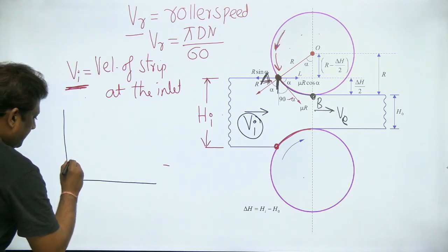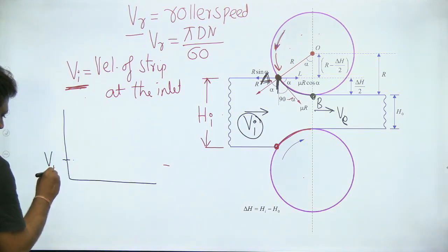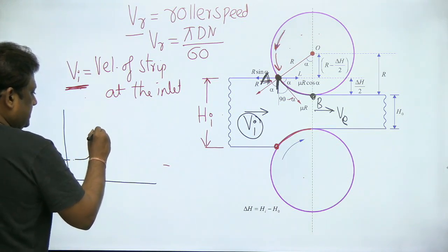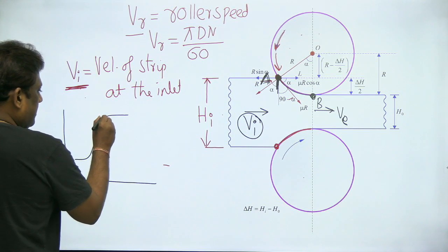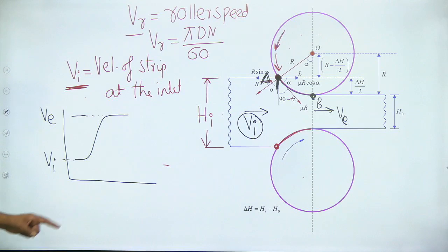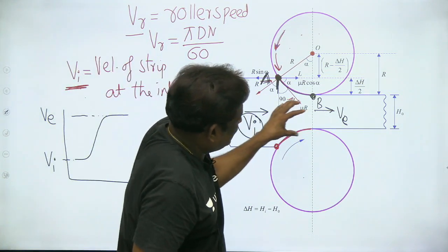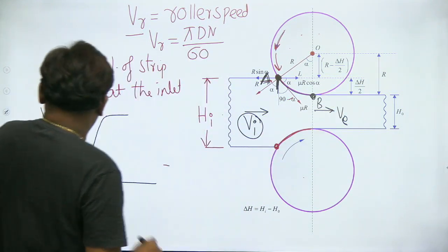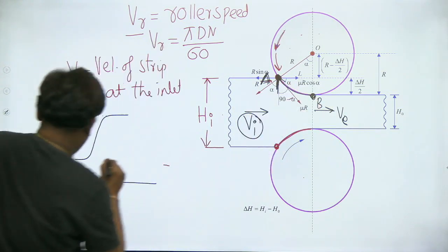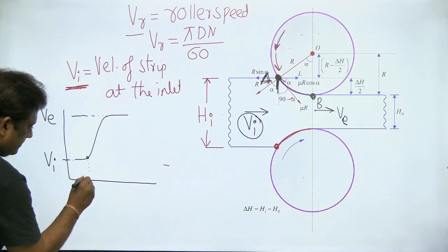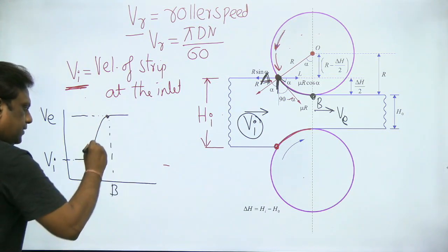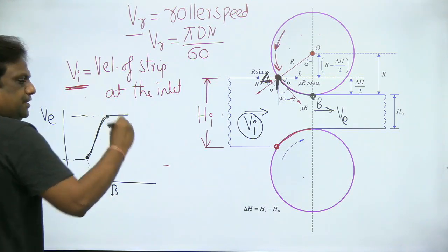So if I plot, this is the inlet velocity, it is entering and continuously increasing, and it is leaving at a velocity VE. Excellent. So my component velocity is increasing continuously. This is the inlet velocity and this is the exit velocity. This is from A to B. This is A and this is, say, B. From A to B, the velocity is increasing continuously.